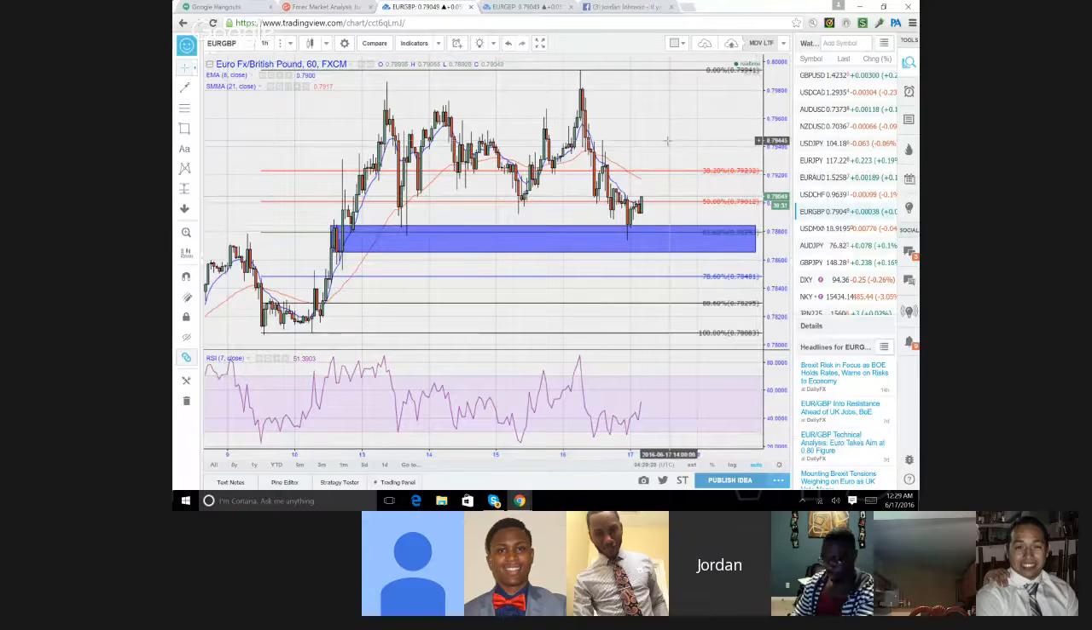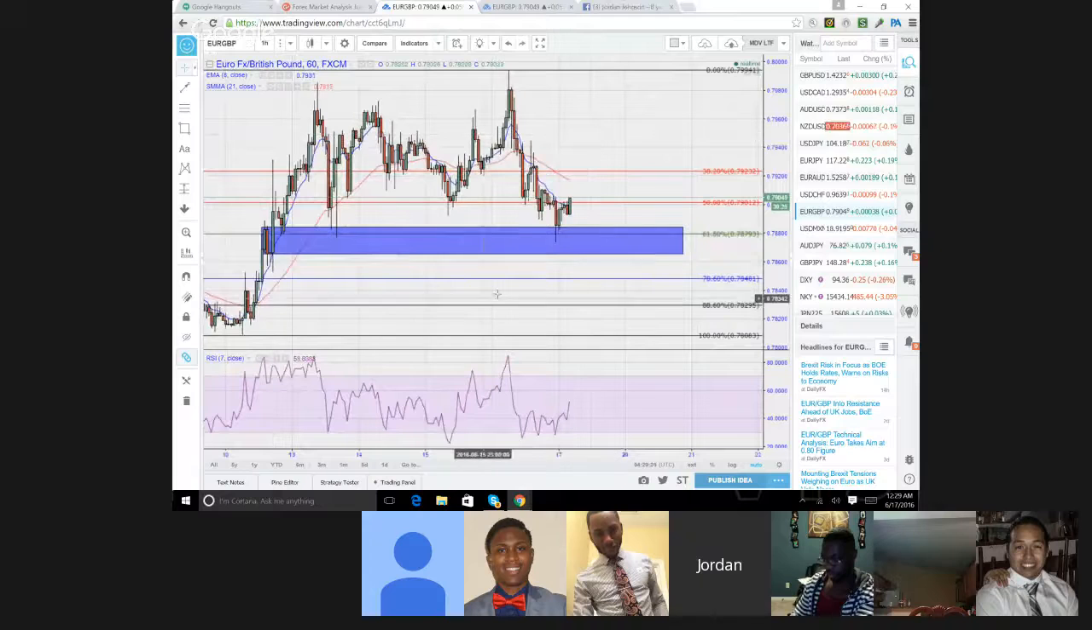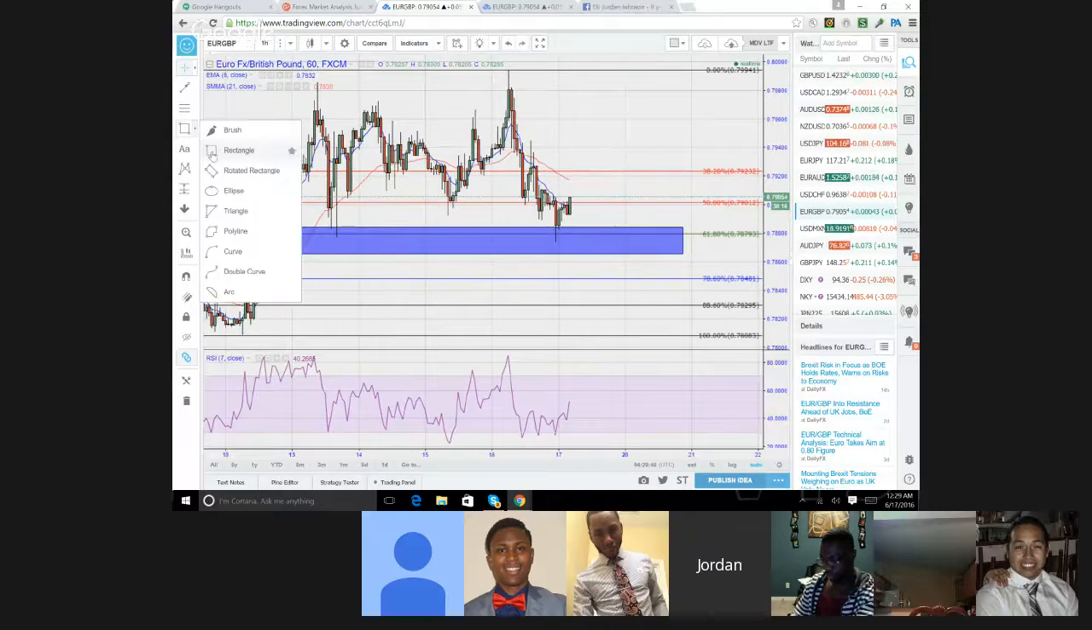And I want to see if price holds this level. Until we get a break and a close beneath this level, I got a long bias on EJ. And if you look, we have higher highs being formed. Let me get my ellipse tool.